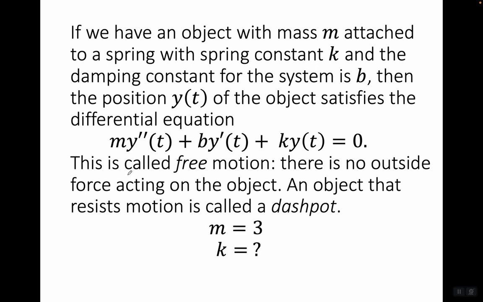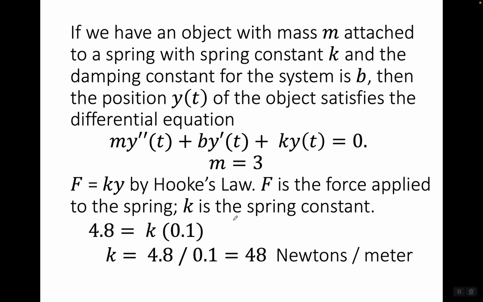M equals 3. We're told that's 3 kilograms. That's the mass of the object. K, the spring constant, we need to calculate that. F equals ky by Hooke's law. F is the force attached to the spring. K is the spring constant. So in this case, the force is 4.8 newtons. Got to measure it in newtons. K, well, that's just K. And y is the distance that the spring is pulled by this force.